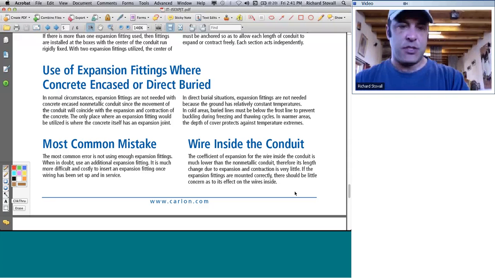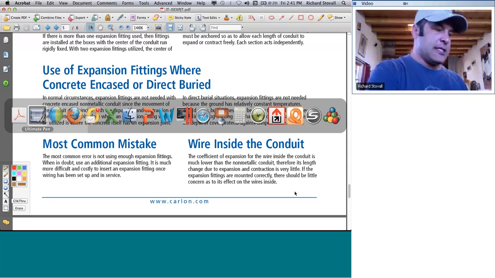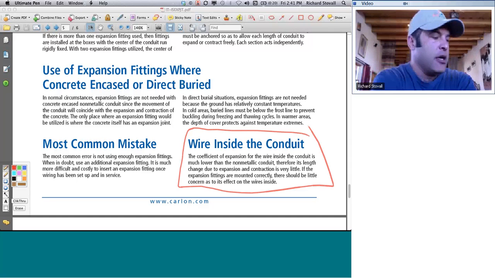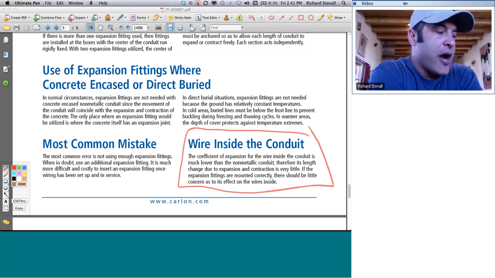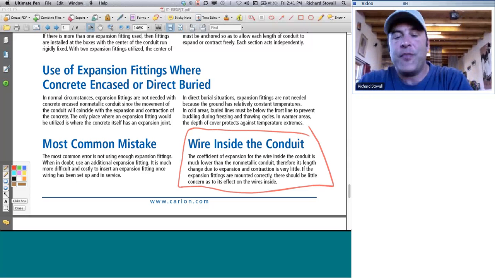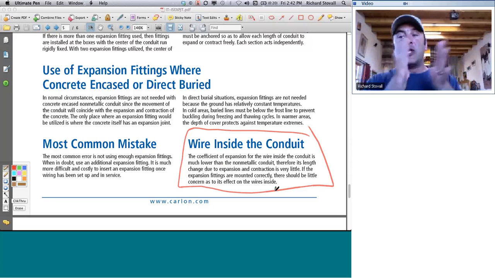And that's this guy right here. Wire inside conduit. The coefficient of expansion for the wire inside the conduit is much lower than the non-metallic conduit. Therefore, its length change due to the expansion and contraction is very little. If the expansion fittings are mounted correctly, there should be little concern as to the effects of the wire inside. Okay. And this means that this is about PVC, non-metallic conduit, which expands and contracts way more than metallic conduit does.